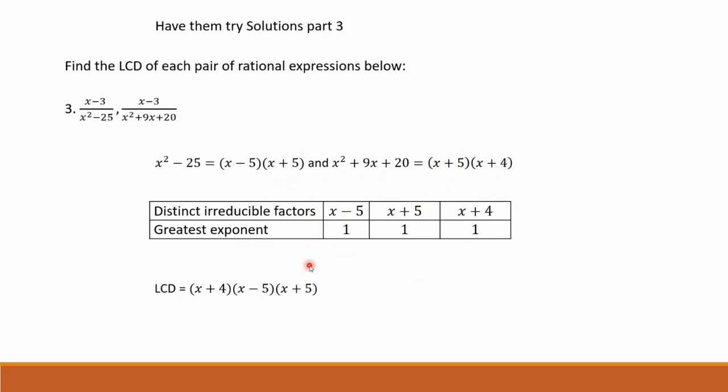Good. All right. Okay, so our LCD is x minus 5 to the first times x plus 5 to the first, sorry, times x plus 4 to the first. Okay, so we have that.